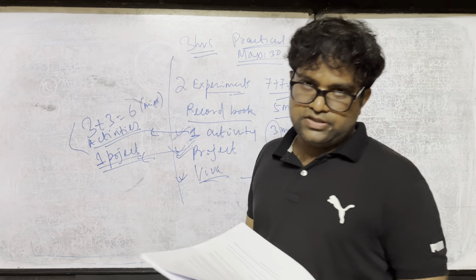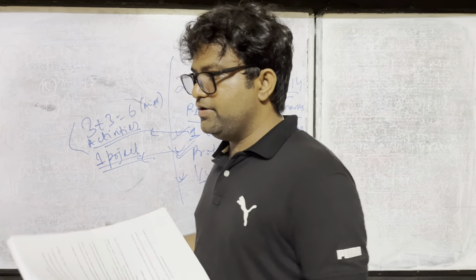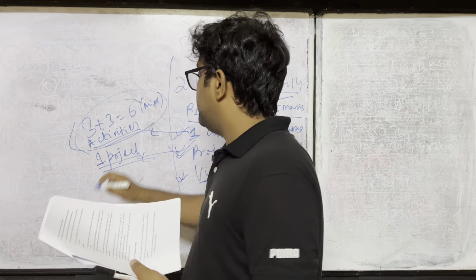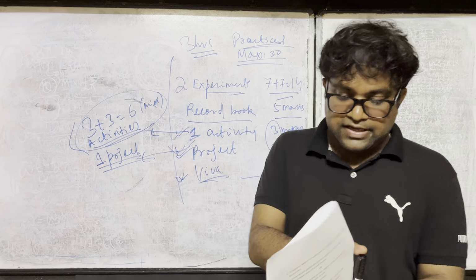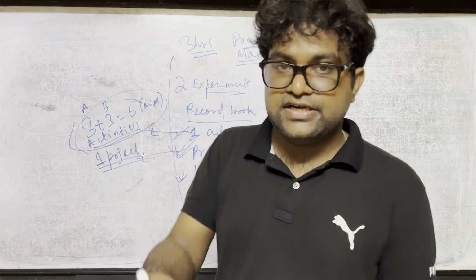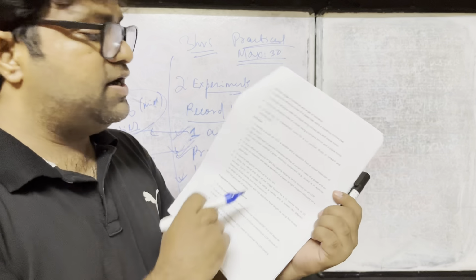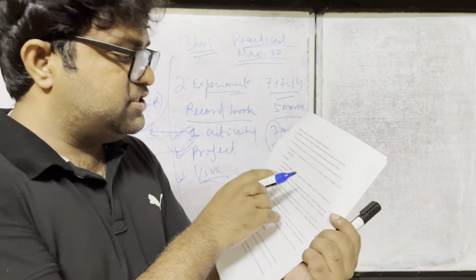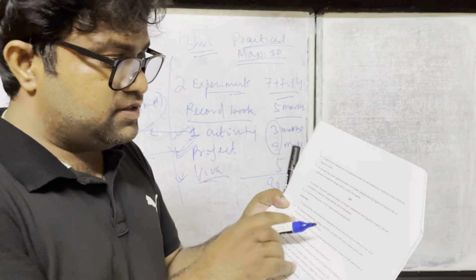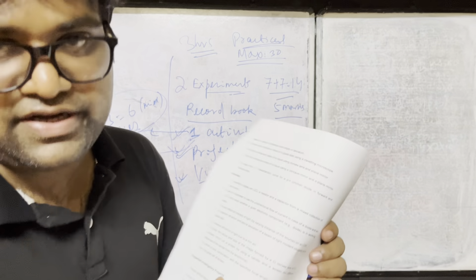You can discuss with your teacher, but it's a standard one. You can take any notebook, and you have to write a minimum of 6 activities. And this is section A, section B. Activities are listed in the syllabus. You can see in section A, there are 6 activities. Section B, there are 7 activities.